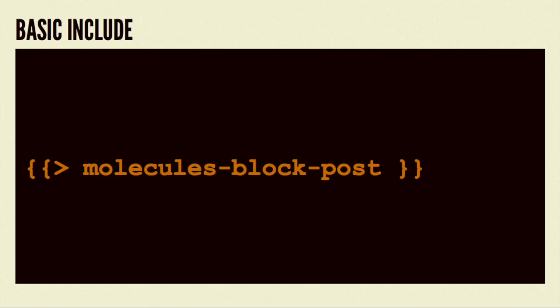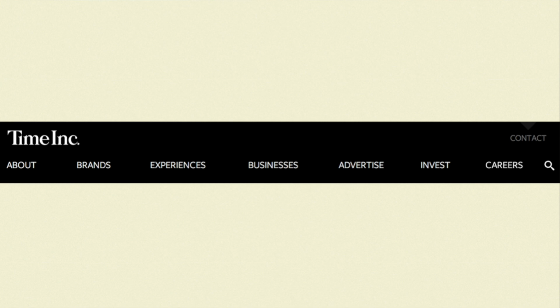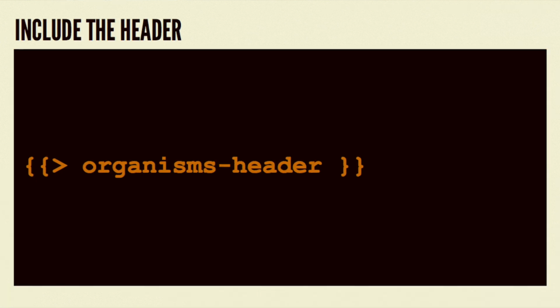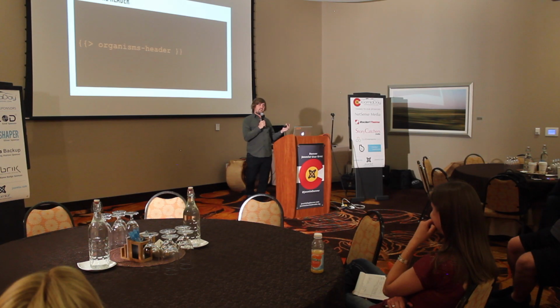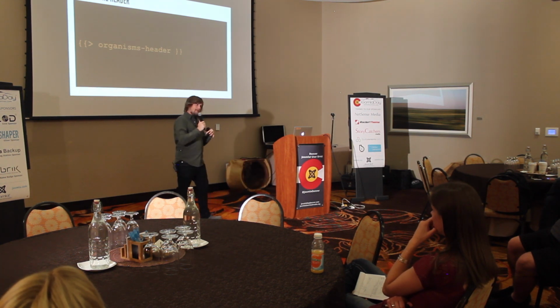So now I have this nice little encapsulated piece of code that I can include wherever I need that block, using that same greater than include pattern. At the organism level, in order to create, say, a header, we're creating a header tag, and we're including the logo, the primary navigation, and the search form. Now anywhere we need that header, we use that same greater than include pattern. So you can see where this is going. It's like Russian nesting dolls: the little things are included in the bigger things, which are included in the little bigger things.